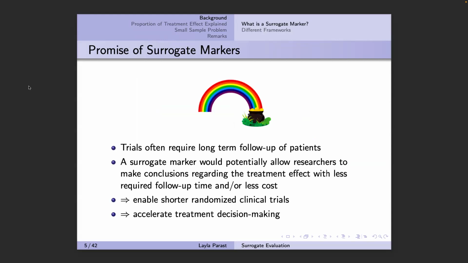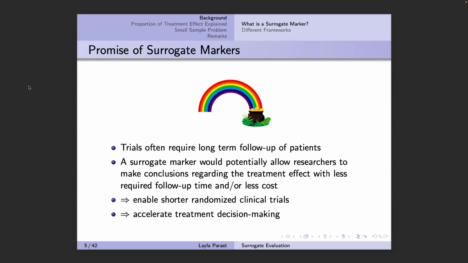So this is kind of the whole promise of surrogate markers. This is why I have the rainbow with the pot of gold at the end. The whole idea is that if we can find surrogate markers, then we can use them in future studies to test for treatment effect using these surrogate markers and either decrease the follow-up time or decrease the cost or burden. So this would enable shorter randomized clinical trials in the length example, and just generally accelerate treatment decision-making.